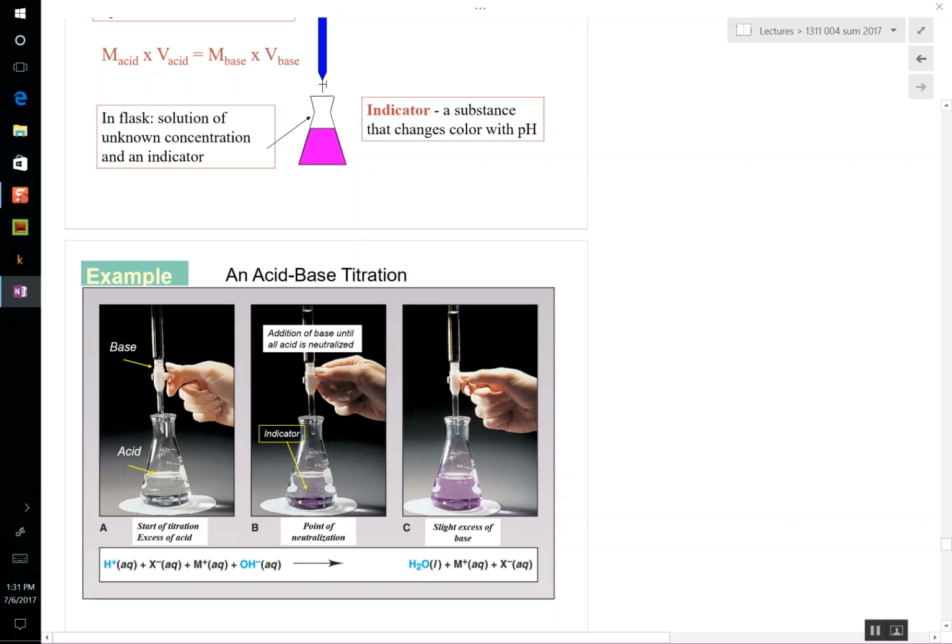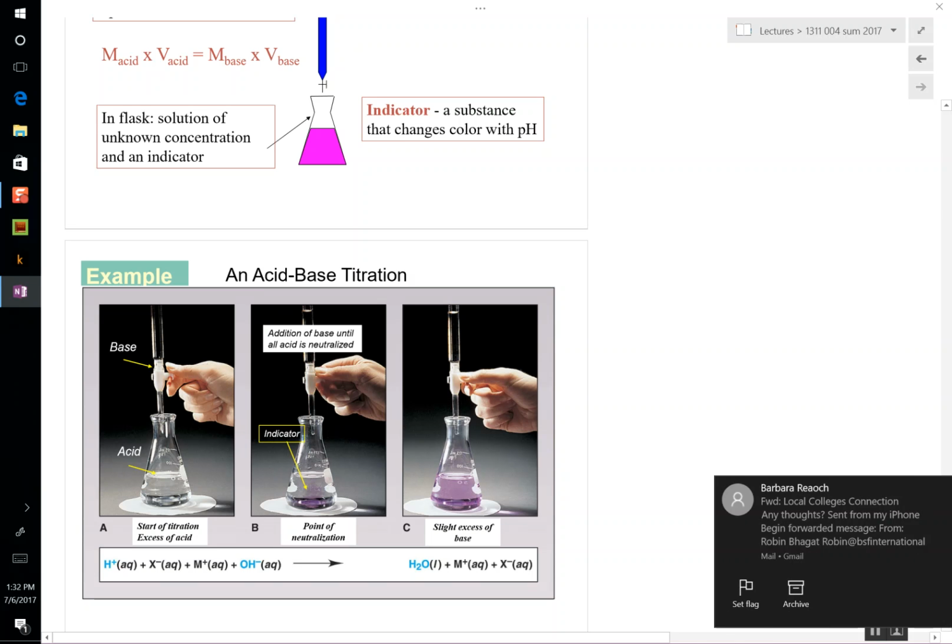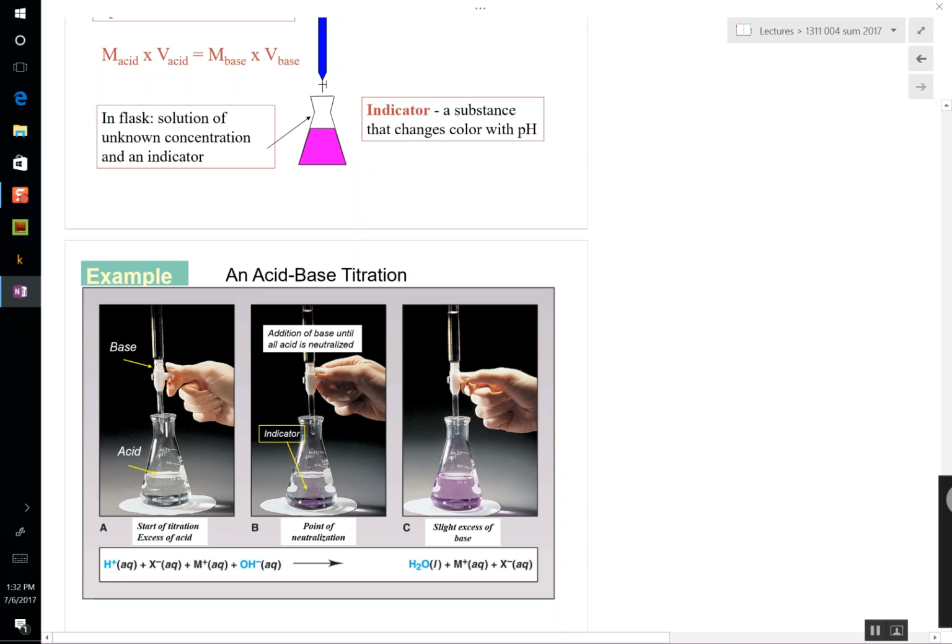We'd have 0.1397 times liters. That is moles of base. But if we converted this to liters, we've just divided each number by 1,000. So we would have a factor of 1,000 here and a factor of 1,000 here, and those would cancel each other out. So yes, theoretically, I am saying molarity times volume in liters is moles. What we would have here is millimoles.